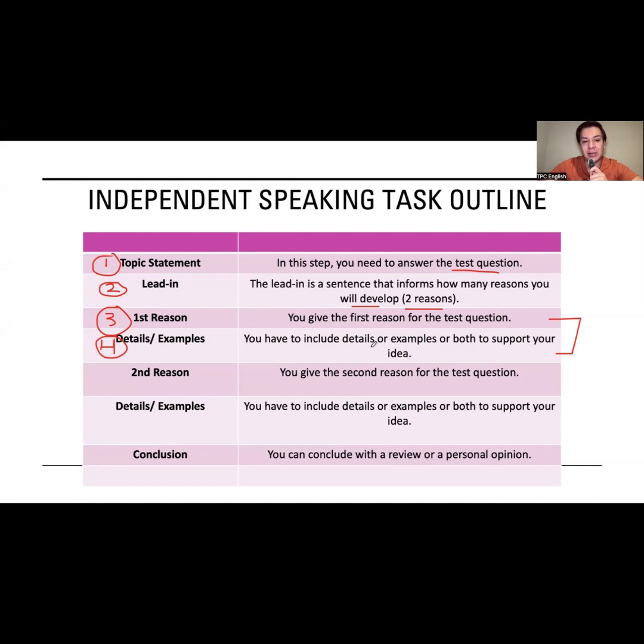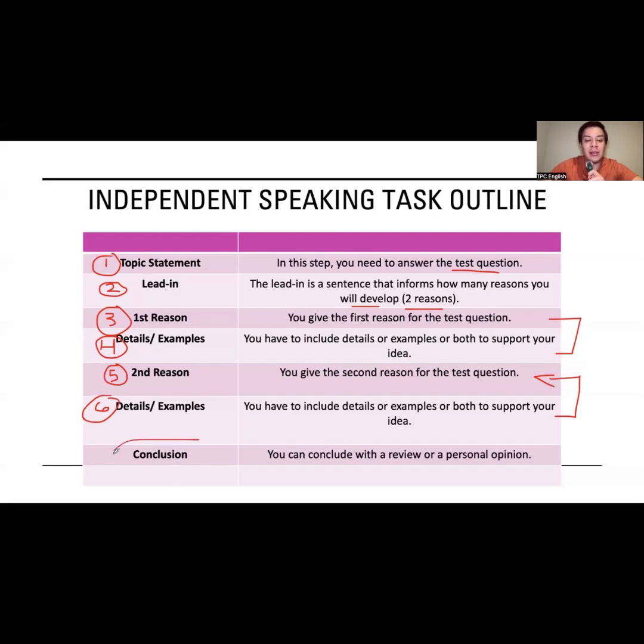If you don't include details or examples in your speech, your speech might sound like it lacks enough information to support your ideas, okay? So that can give you a low score. Remember, you need to follow every step of this outline. Fifth, in the second reason, you give the second reason for the test question. In the second reason, we start repeating the process with the reason and the details or examples. Okay, remember, details or examples about the second reason, as we did in the first reason.